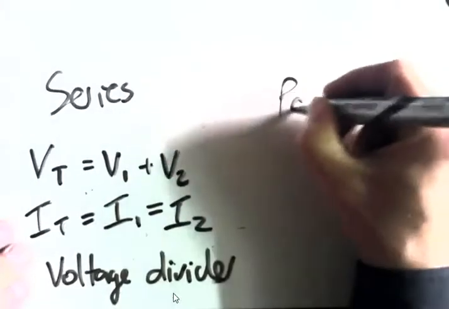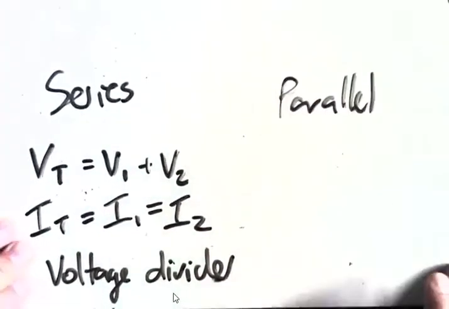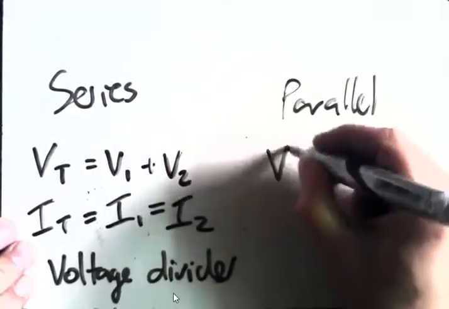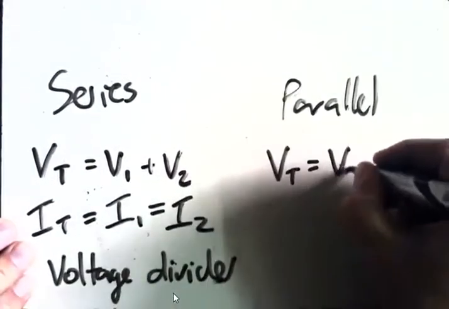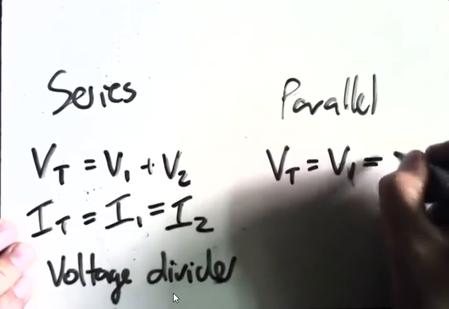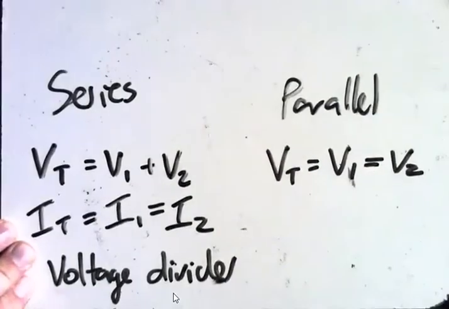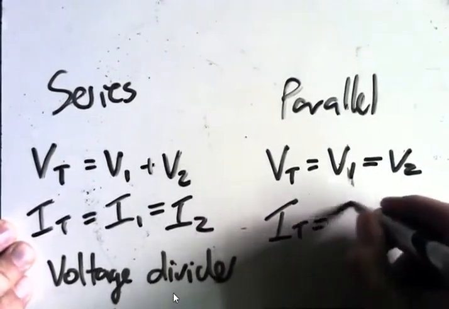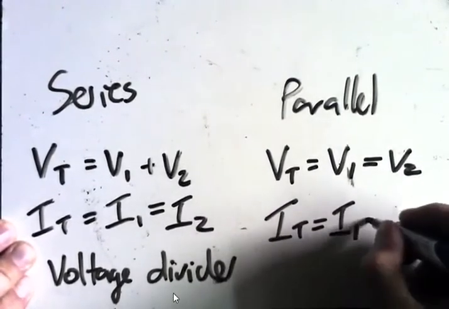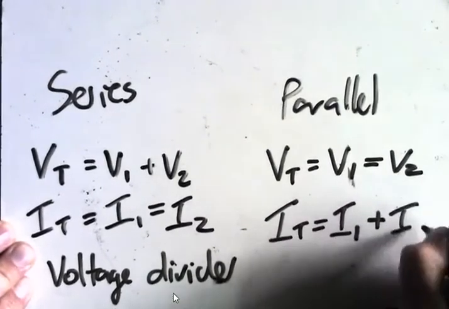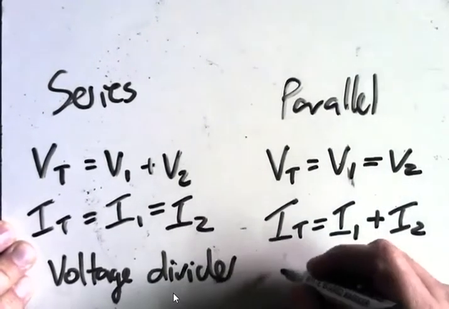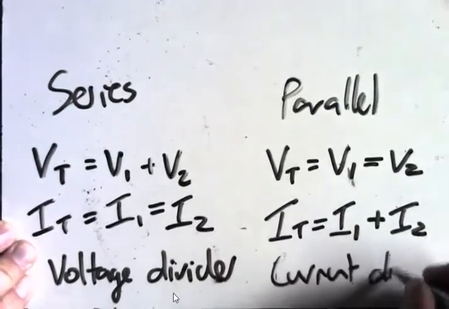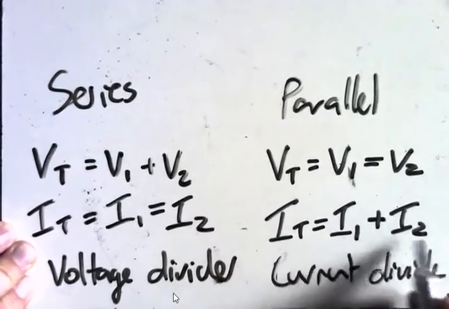In parallel, only one of the witches is visited at a time. So each witch gets the total amount of energy that the cell can give, but in parallel, the current divides. They split up. Some of them go by the top, and some of them go by the bottom. And we call this a current divider circuit, because the current splits up.